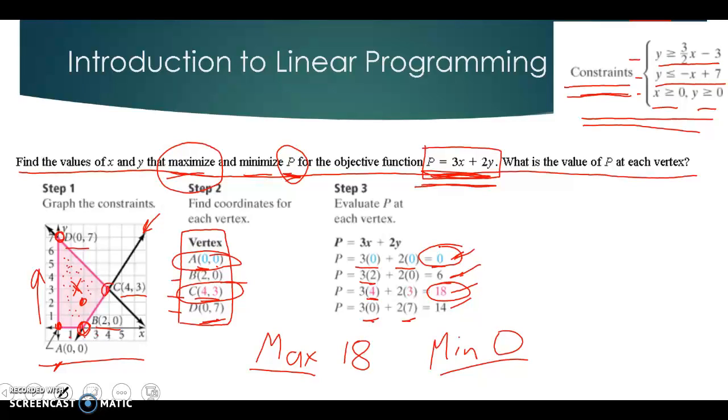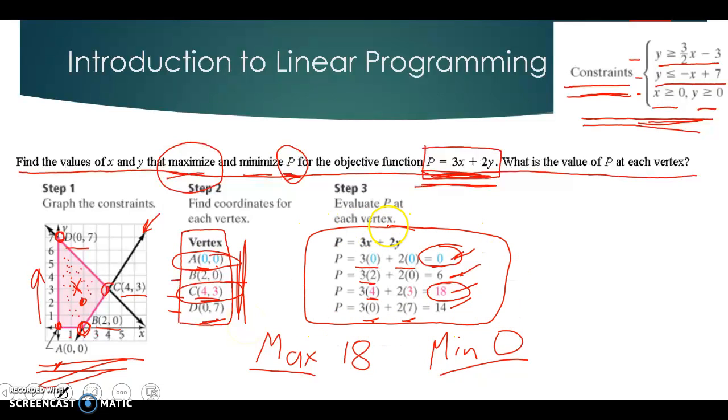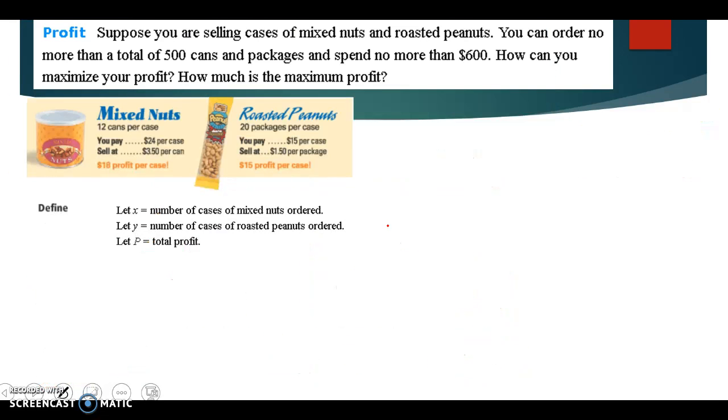We're trying to answer a question by going through this process where we graph our constraints, come up with a feasible region, use our feasible region to get the vertices, plug in our vertices to an objective function, and then either get our maximum or our minimum value. Let's take a look at how this would work in a second example.